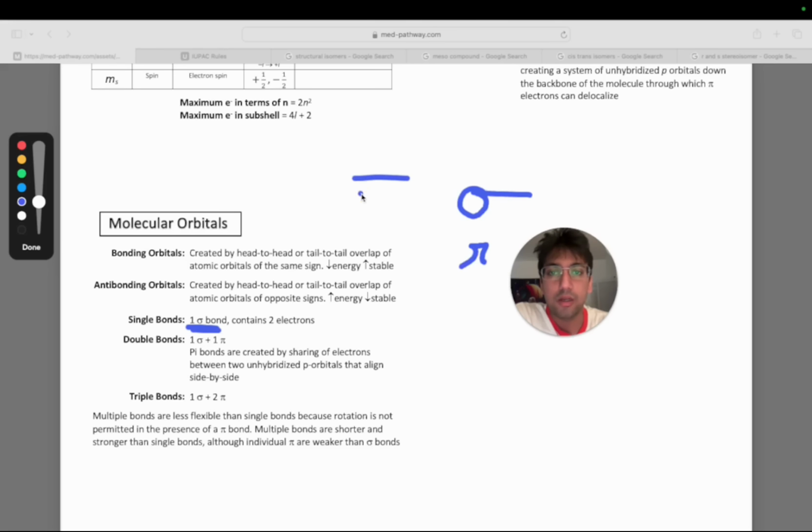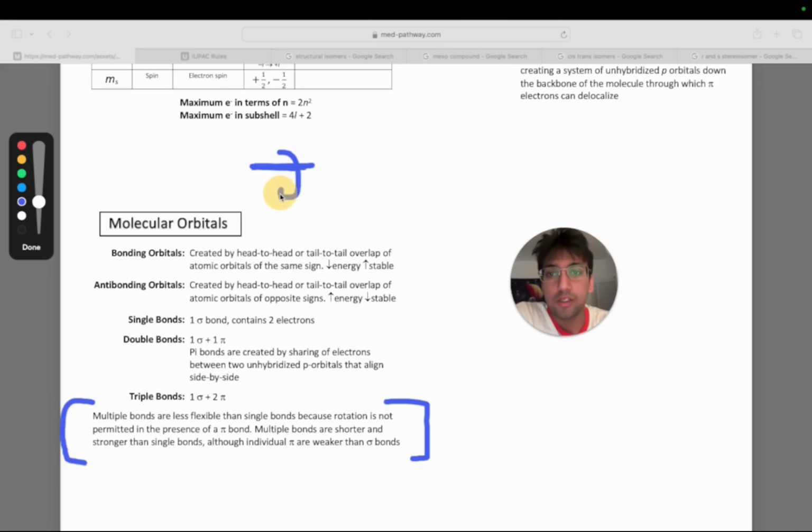So a triple bond contains 1 sigma bond and then 2 pi bonds. That's kind of how we think about it. And multiple bonds, you should know, are less flexible than a single bond. And you remember when I was talking about rotation around a bond? Well, a single bond can rotate.